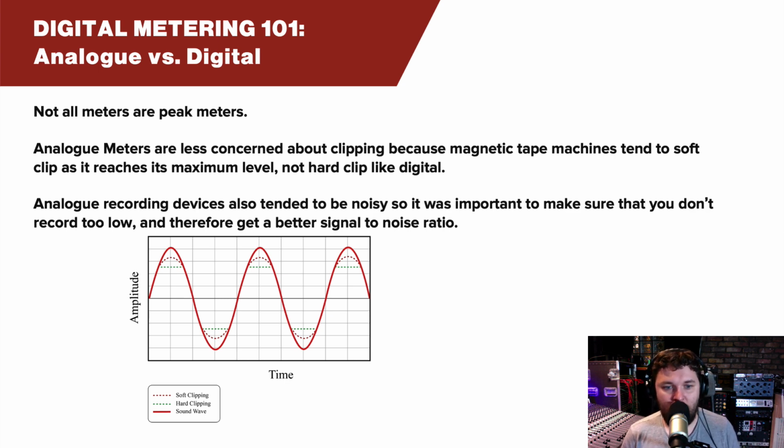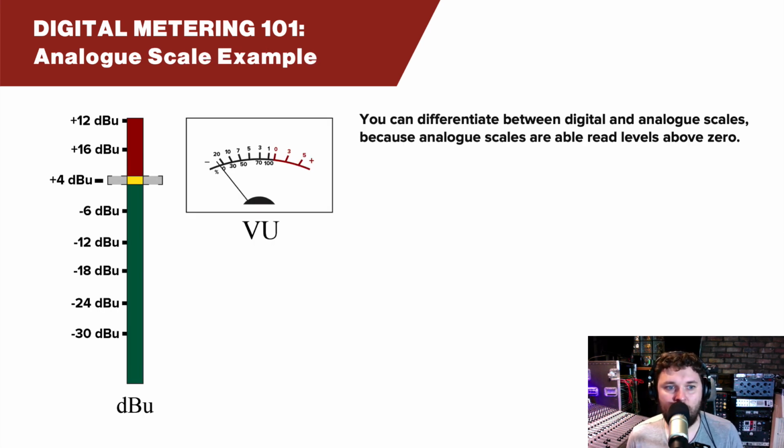And in old school analog recording mediums, you also had the problem that if you recorded too low, you would end up with a lot of hiss and noise, because these old tape machines and other mechanical devices actually had quite a high noise floor. So in the analog world, what you used to do is set a reference point around the optimal level to record at. So here we see two types of old school analog meter.